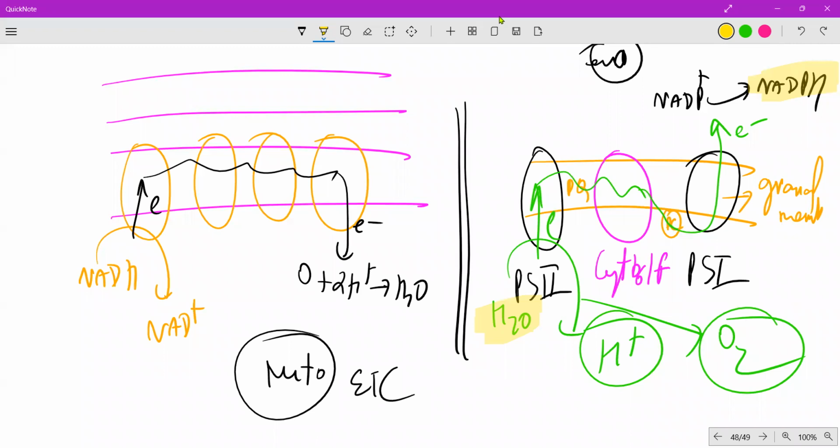What about mitochondria? We start with what? NADH. And we end with what? Water. That means it is the opposite of photosynthesis. In respiration, something is happening which is opposite of photosynthesis. In photosynthesis we start with water and we end with reduced coenzyme. And in respiration we start with reduced coenzyme and end with water.